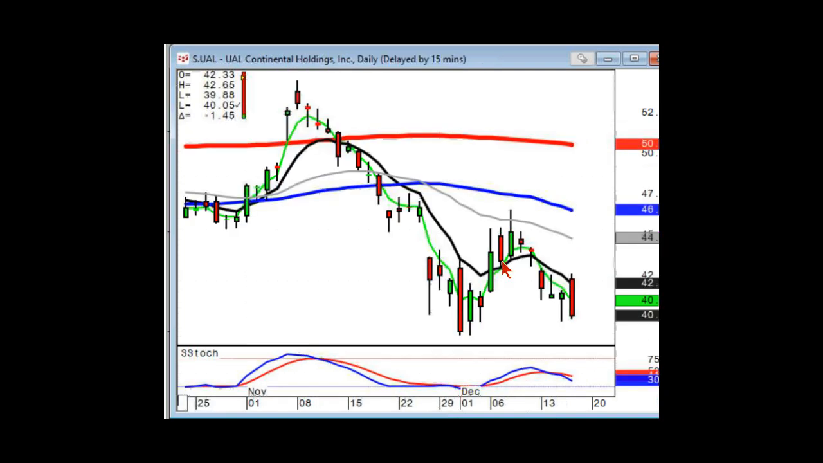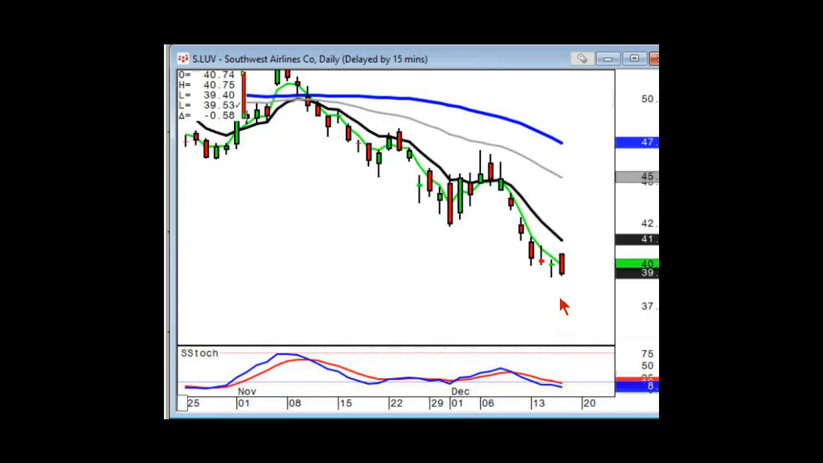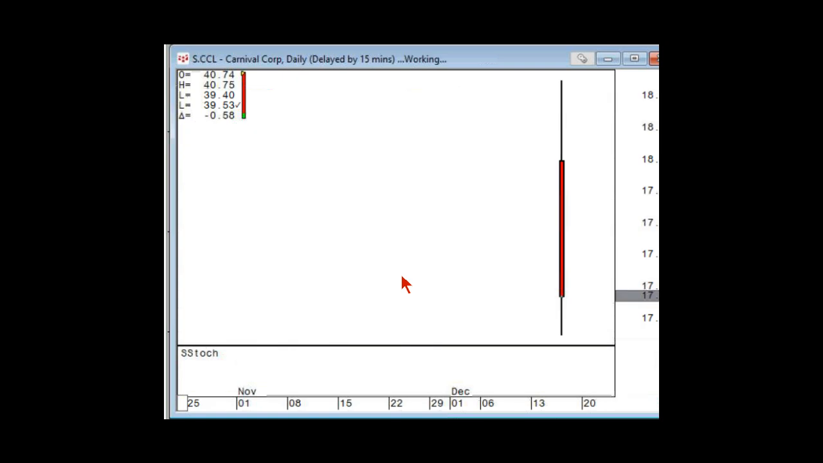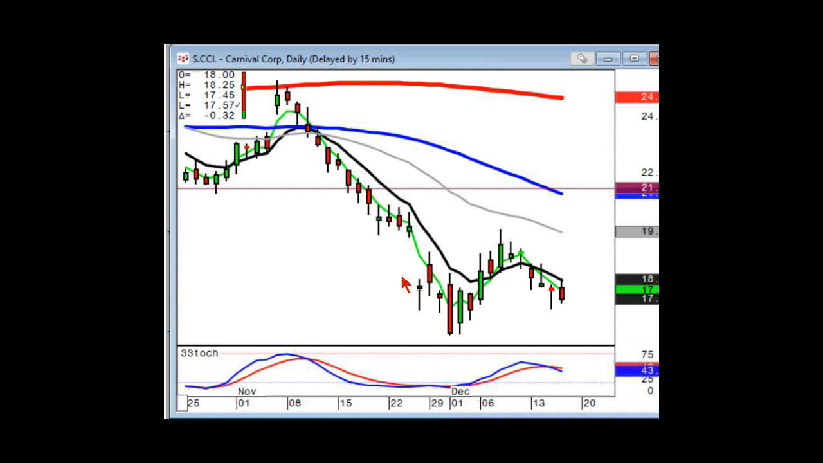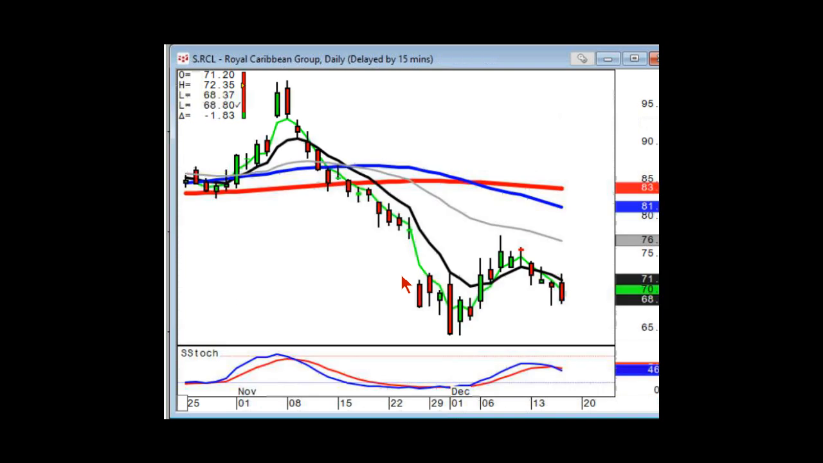Same thing with United. Notice they gapped it up right at the T-line and took it lower. That is information that we can immediately process to say there's no bullish pressure in these stocks. They're still heading lower. And I haven't even looked at the cruise lines. Cruise lines, you could be shorting CCL, RCL. These all could be shorted.